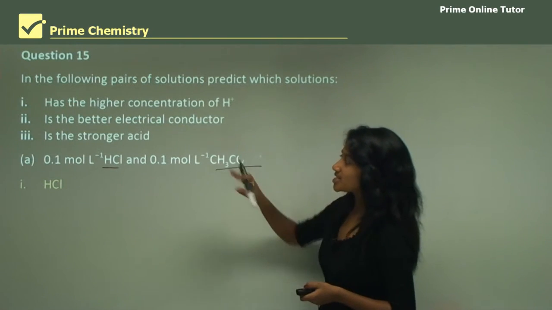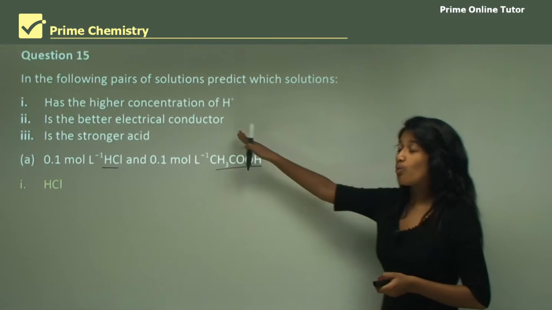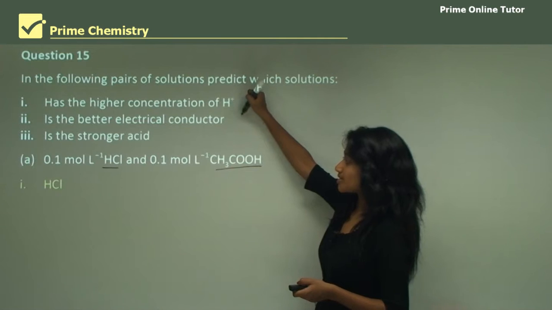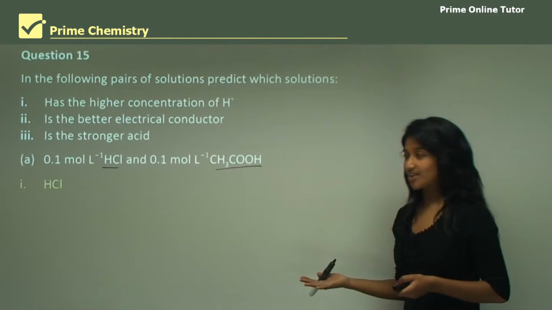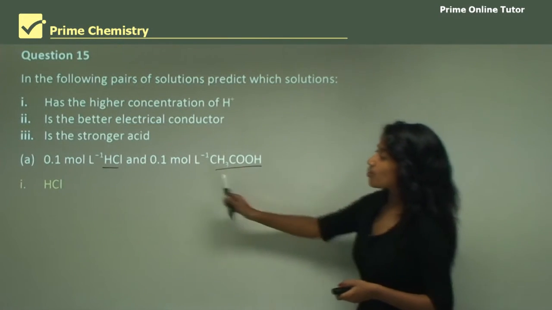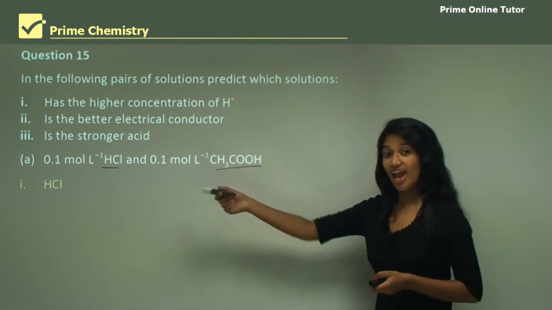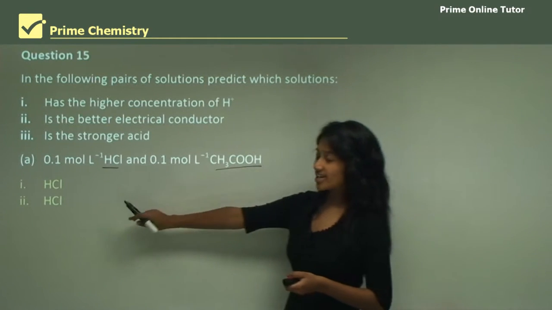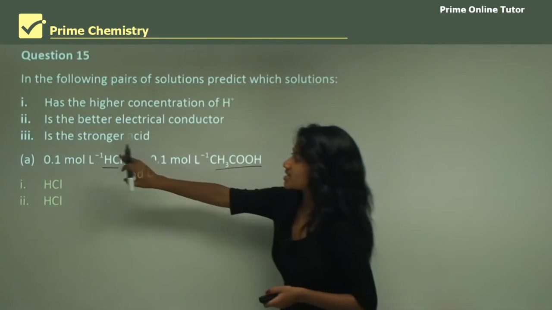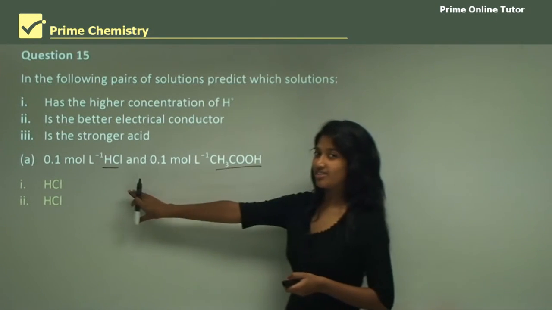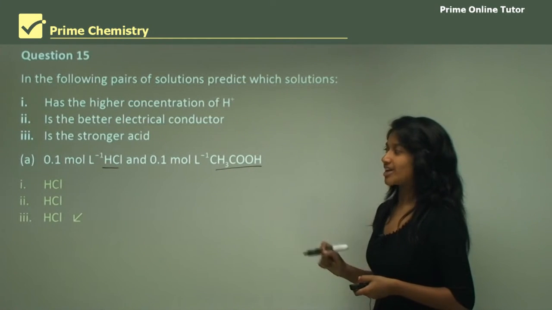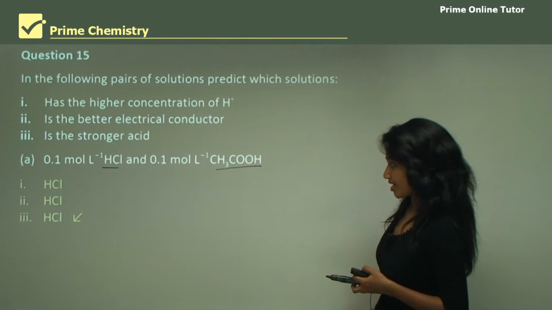Now part 2 says, which is a better electrical conductor. What conducts electricity is charged particles. Now these H pluses and Cl minuses do conduct electricity, while the acid molecule doesn't. So which one of these ionizes more readily? HCl does. So hydrochloric acid would be the better electrical conductor. Part 3 is a stronger acid. We know that HCl is a strong acid, while acetic acid is a weak acid. Therefore, hydrochloric acid would be the answer for part 3.